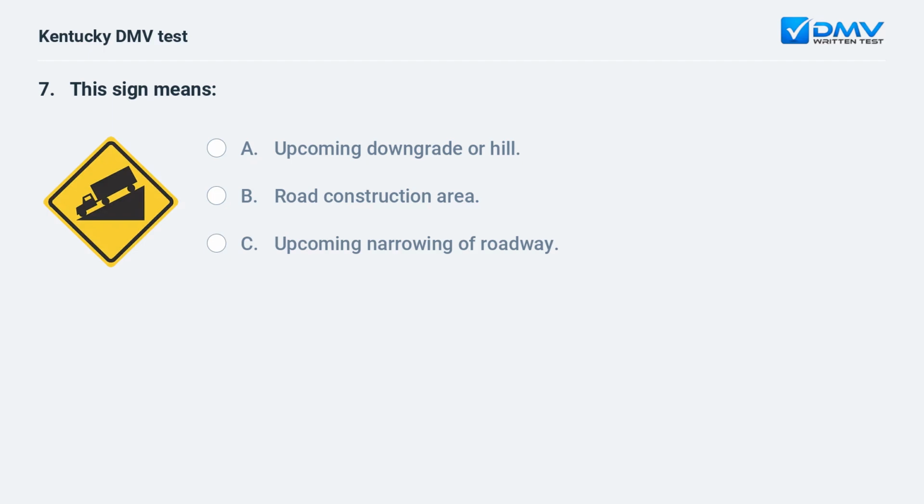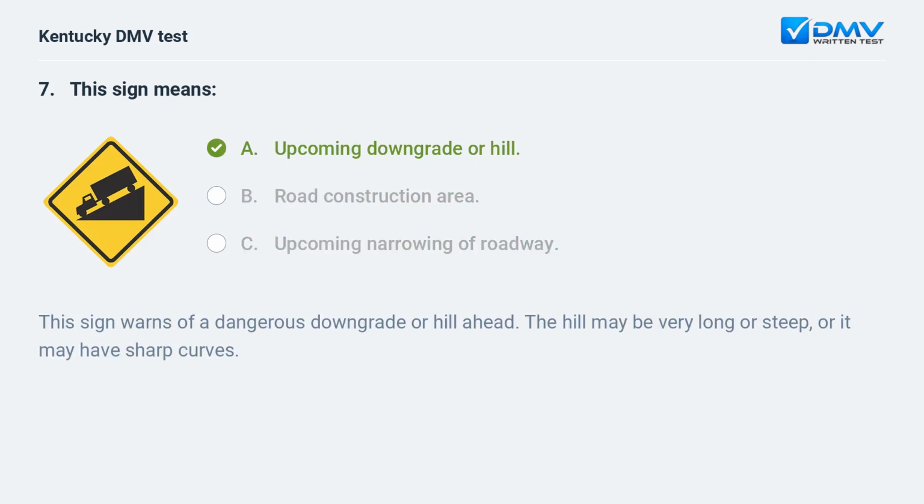This sign means A. Upcoming downgrade or hill. B. Road construction area. C. Upcoming narrowing of roadway. A. Upcoming downgrade or hill. This sign warns of a dangerous downgrade or hill ahead. The hill may be very long or steep, or it may have sharp curves.